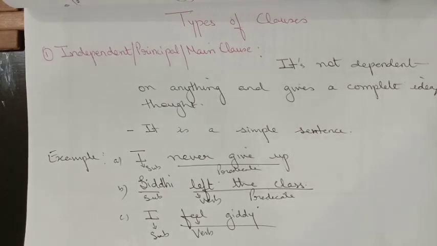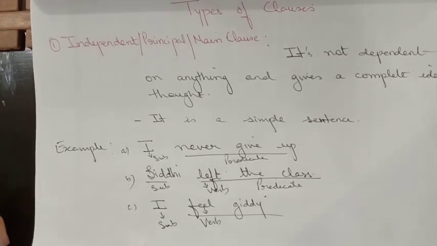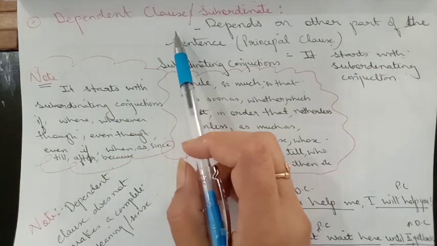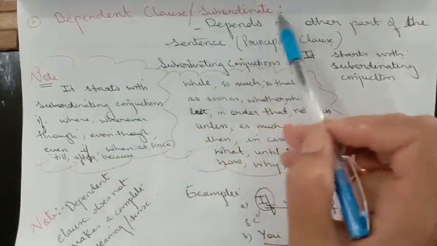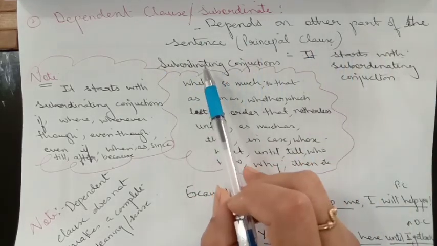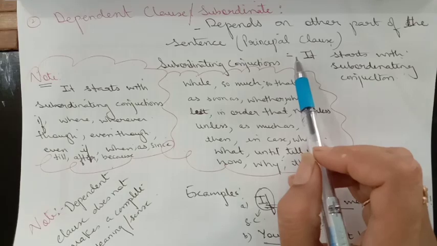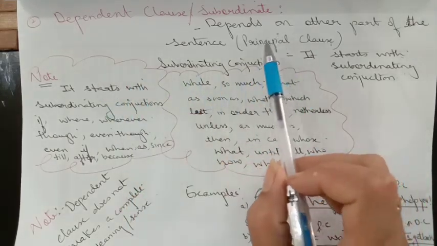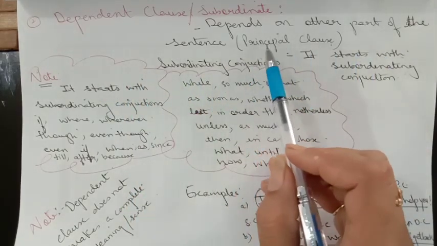So that part of a sentence which has a subject of its own, a verb and a predicate, and gives a full meaning, is known as an independent clause. You can also call it a principal clause or a main clause. It is actually a simple sentence. Dependent clause is also known as subordinate clause. A dependent clause depends on the other part of the sentence. The other part is the principal clause, the main clause which I told you right now. So a dependent clause depends on the other part of the sentence, that is your independent clause.